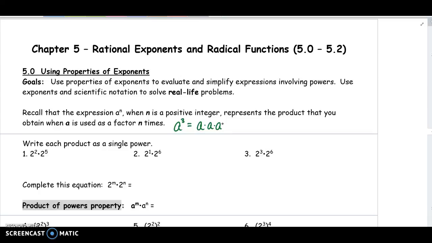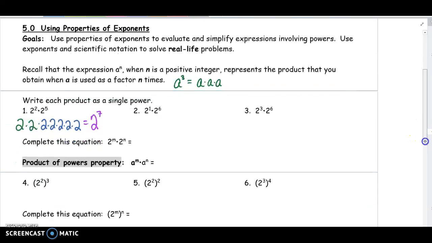Using that theory, 2 squared times 2 to the 5th means 2 times 2, that's 2 squared, times 1, 2, 3, 4, 5. How many 2's are being multiplied together total? So this is 2 to the 7th. Notice we don't multiply the 2 times the 2 to get 4. All we do is add the exponents. 2 squared, 2 to the 5th, add those exponents together and you get 2 to the 7th.